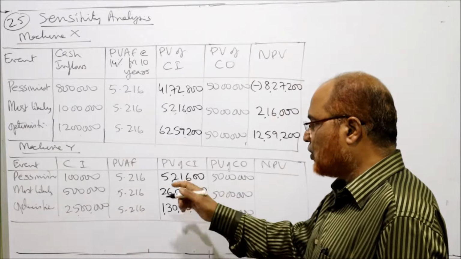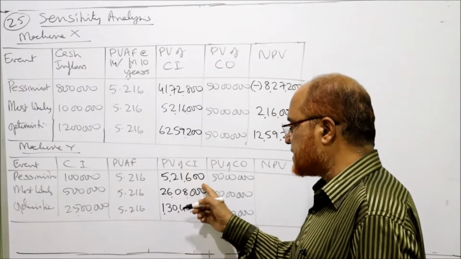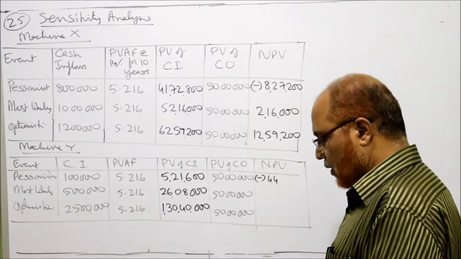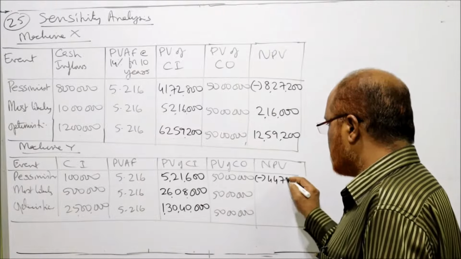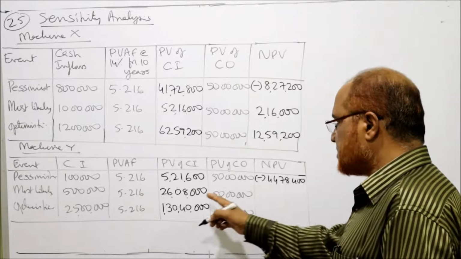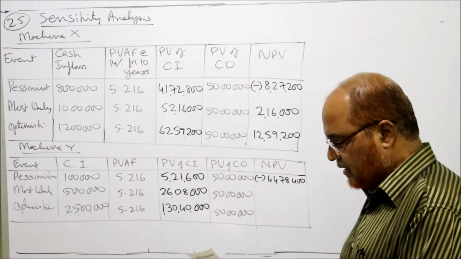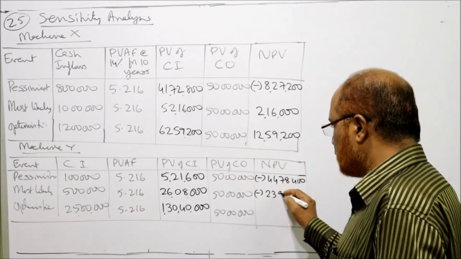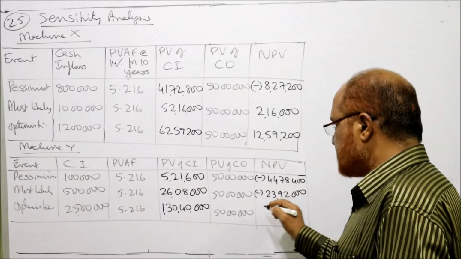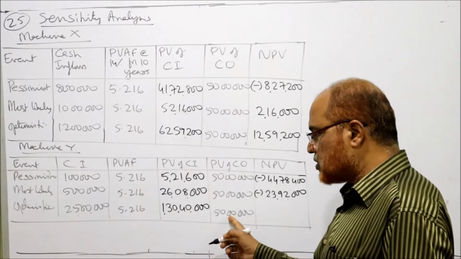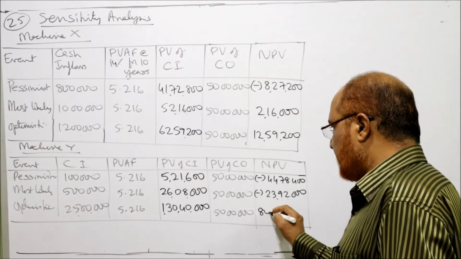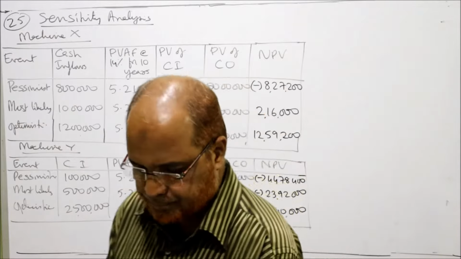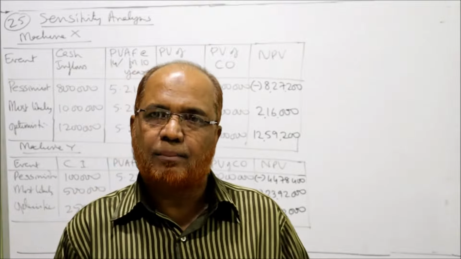Next, PV of cash outflow. So 5 lakh 21,600 minus 50 lakh, it will be minus 44 lakh 78,400. Similarly, 26 lakh 8,000 minus 50 lakh, that is minus 23 lakh 92,000. Similarly, 1 crore 30 lakh 40,000 minus 50 lakh, so 80 lakh 40,000. That's all. These are the calculative parts we have completed.